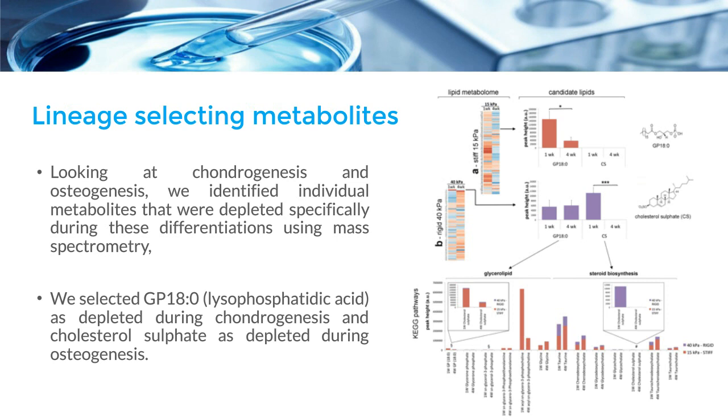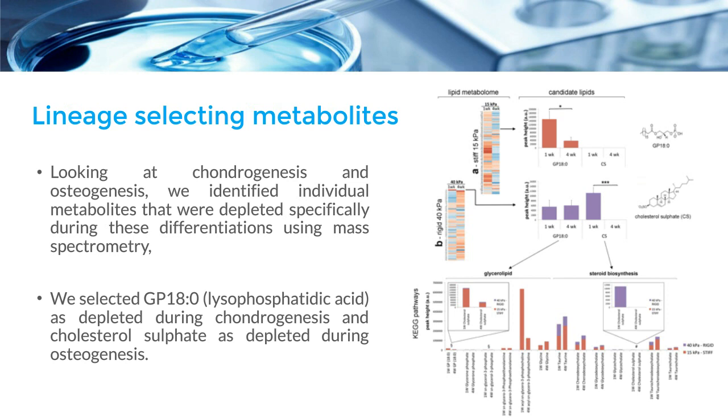These are energy-dependent metabolites, and differentiation is an energetic process, so energy seems a good place to look. And what we looked for was unique depletions with time. So metabolites the cells seem to be using to differentiate. And so at the top of the figure in Part A, we can see that this metabolite, GP18-0 or lysophosphatidic acid, is being used by the cells when they undergo chondrogenic differentiation, so on the middle stiffness hydrogel. Whereas cholesterol sulfate, which I'll tell you about in a second, is not found in this gel. So this GP18-0 is a unique depletion.